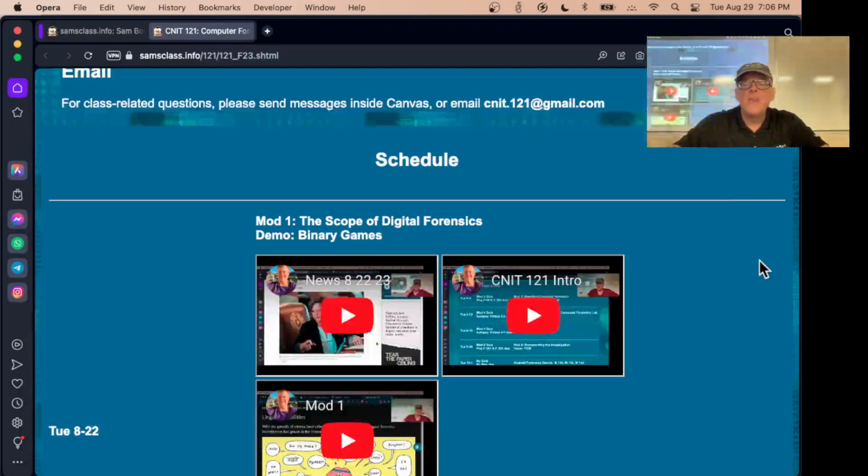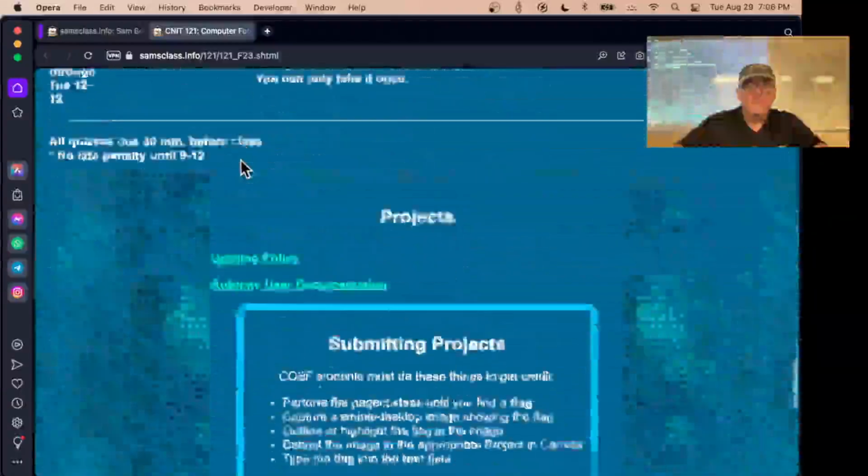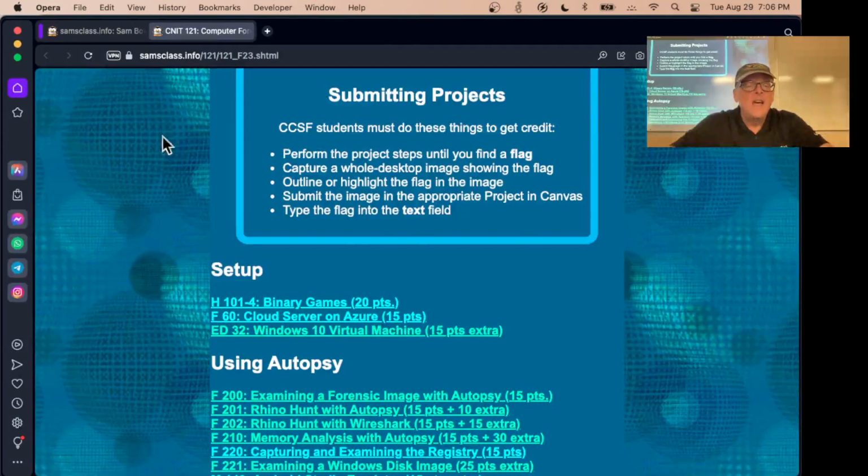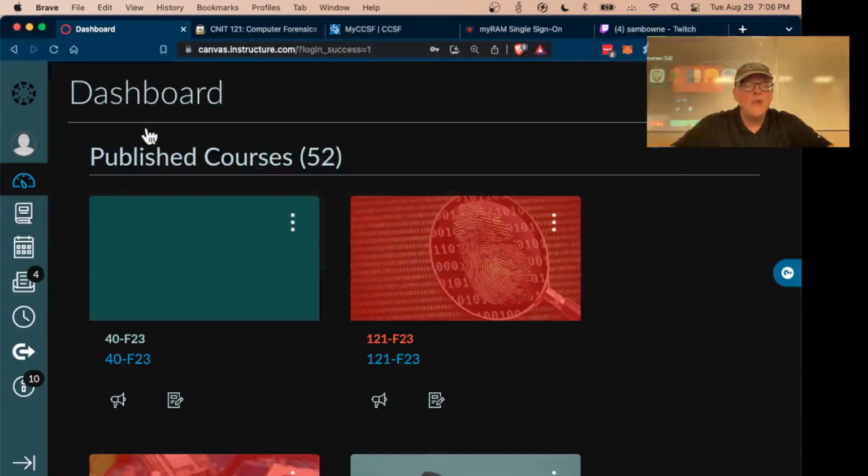A few things to note about the projects. The first thing is, if you look at the projects down here, I'm going to talk about the next binary game today, and then you're going to need a Windows machine pretty soon. And if you don't have the ability to run a local virtual machine, you should use a cloud machine. Now, there are instructions here to make a cloud machine on Azure, but today I got my Google Cloud credits.